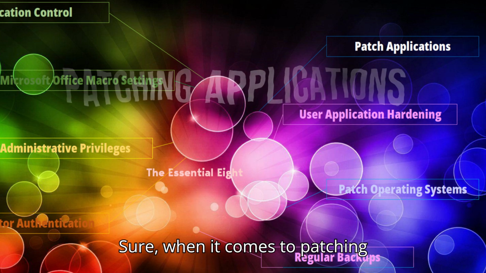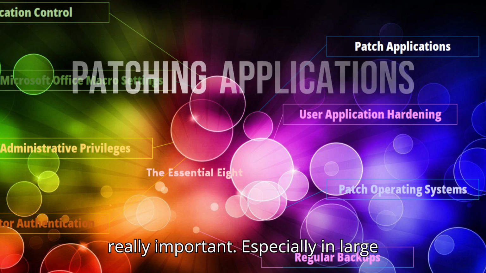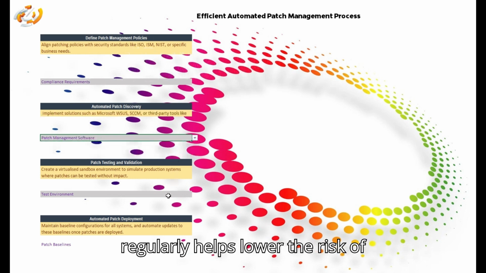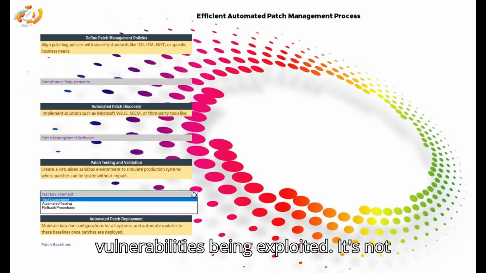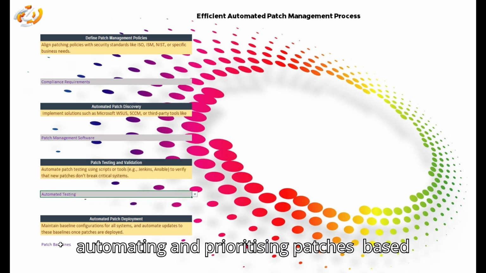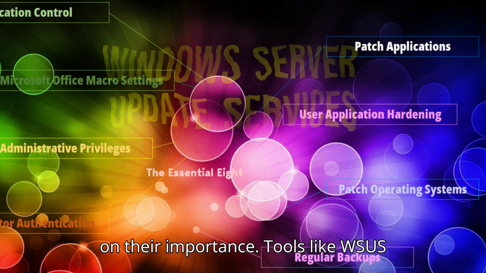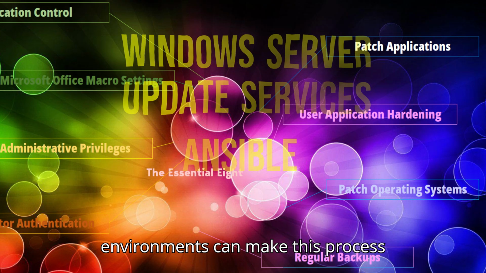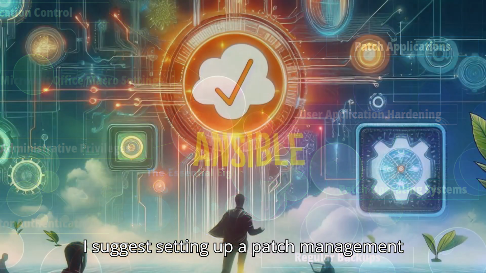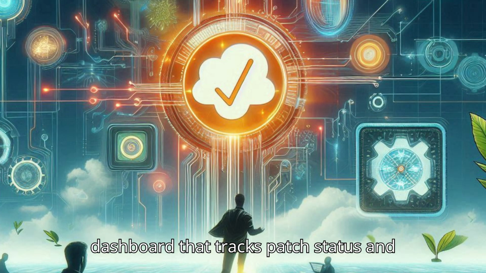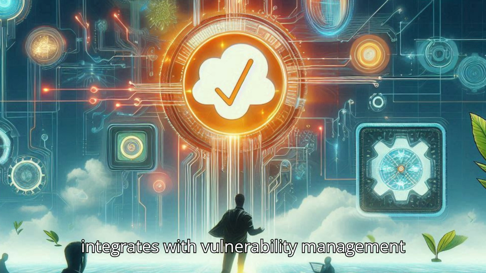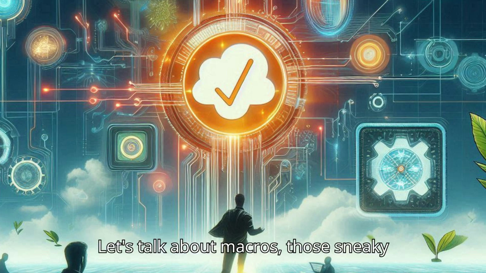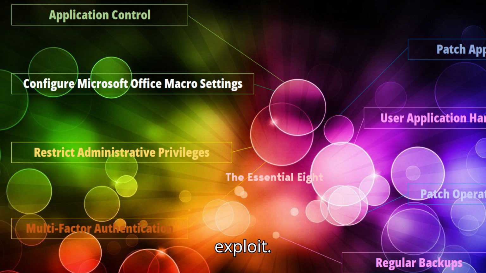Sure, when it comes to patching applications and operating systems, it's really important, especially in large environments. Making sure to patch regularly helps lower the risk of vulnerabilities being exploited. It's not just about patching whenever, it's about automating and prioritizing patches based on their importance. Tools like WSUS for Windows or Ansible for Linux environments can make this process smoother. I suggest setting up a patch management dashboard that tracks patch status and integrates with vulnerability management tools to identify and prioritize high-risk areas.